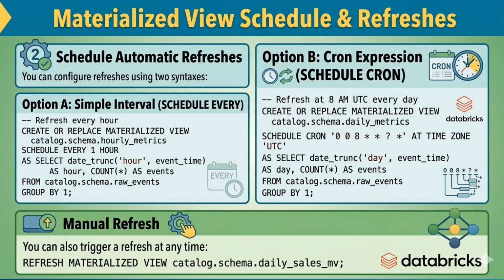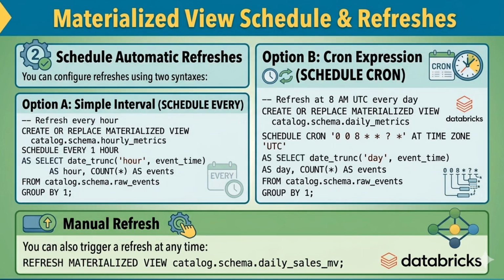AS SELECT date_trunc by day event_time AS day, and COUNT(*) FROM catalog.schema.raw_events GROUP BY 1. This method is perfect when you need precise scheduling based on time and time zone.